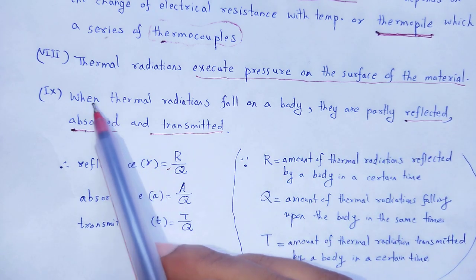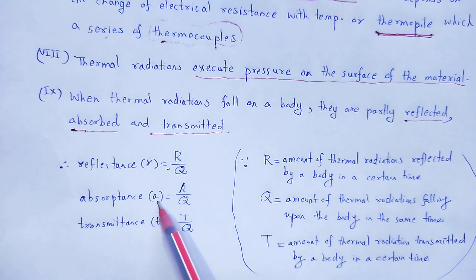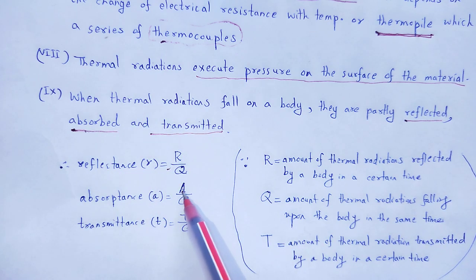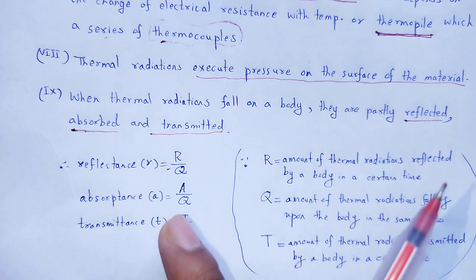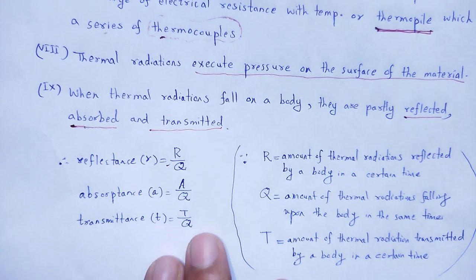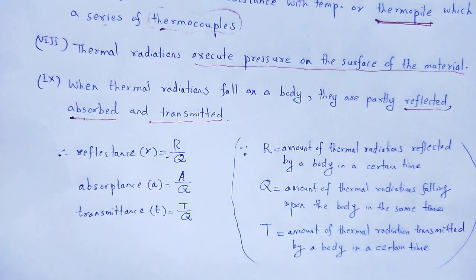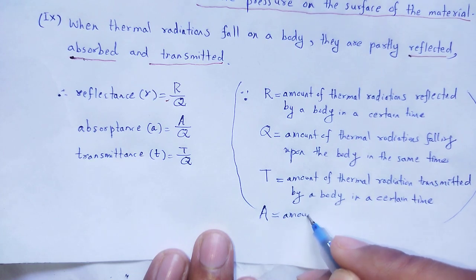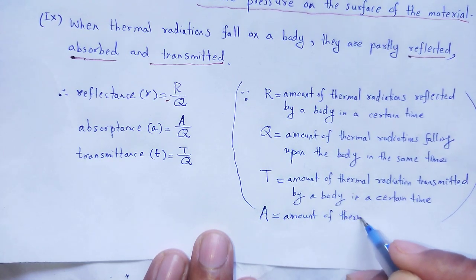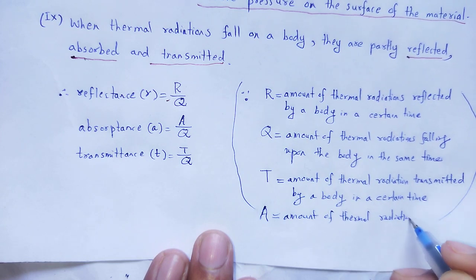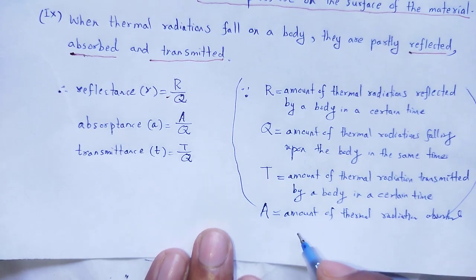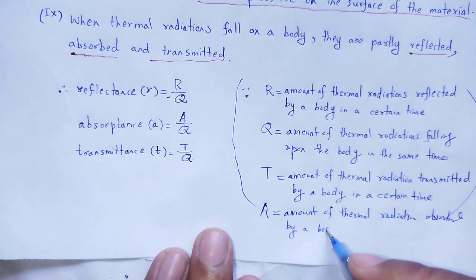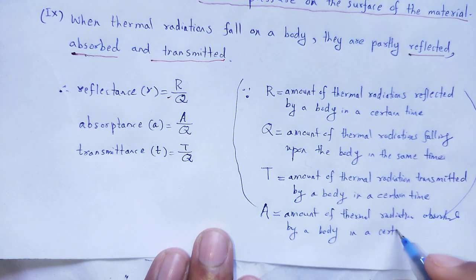Next, absorptance. It is the measure of capital A divided by capital Q. Here I write capital A: the amount of thermal radiation absorbed by a body in a certain time.